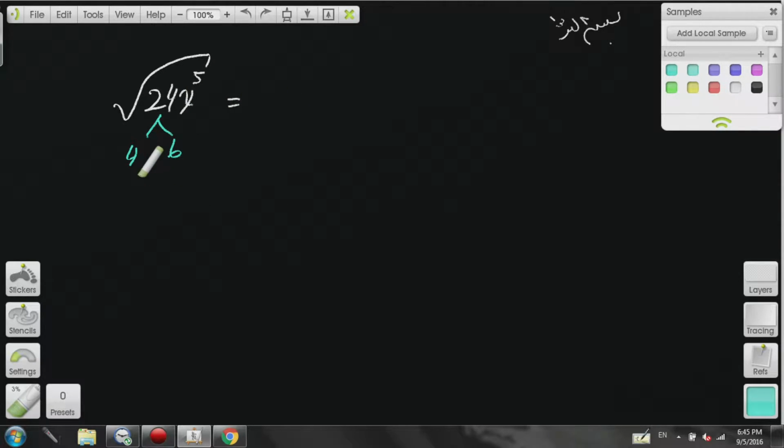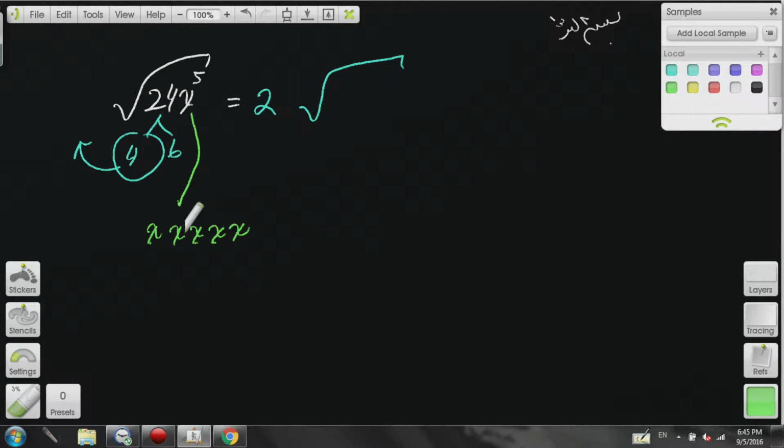And x to the 5th. So 4 can come out, right? The square root of 4 is 2. And then you have x to the 5th. You have 5 x's, okay? So when you have x to the 5th, it's like 2, 3, 4, 5. See, 2 of them will come out as a pair, okay? So this will come out as an x, and that will come out as an x, so it'll be x squared on the outside, and this 1 x will remain inside like this, okay?